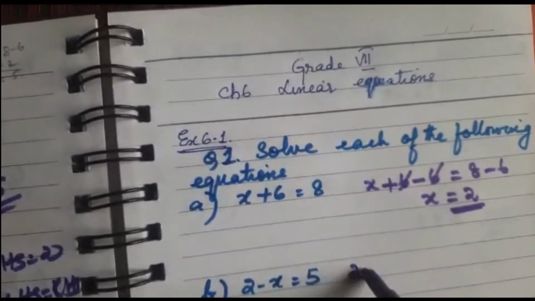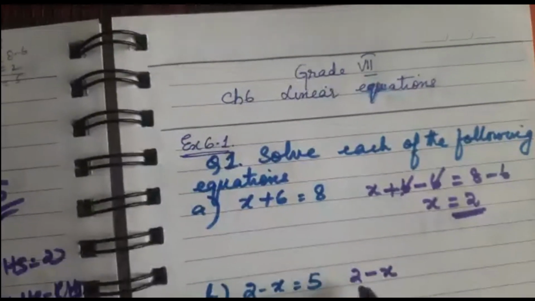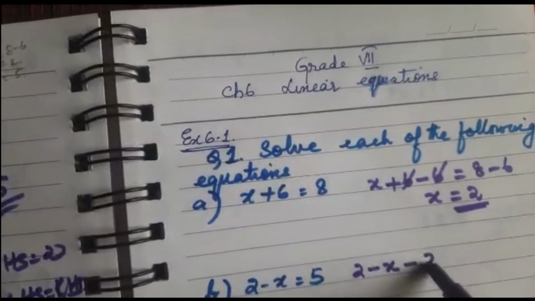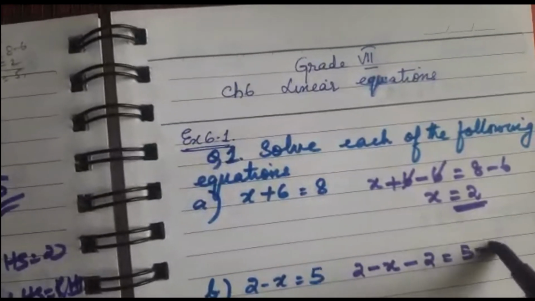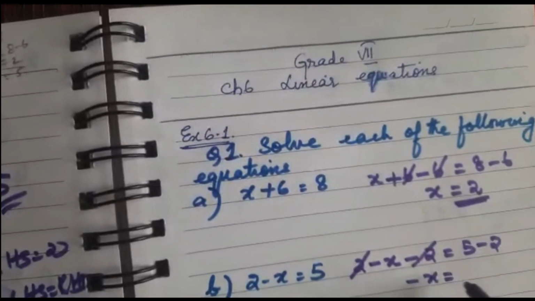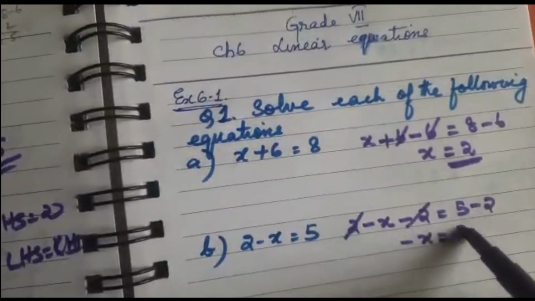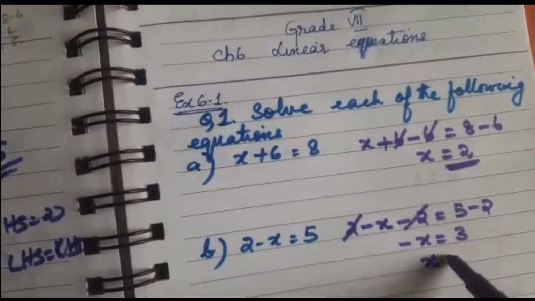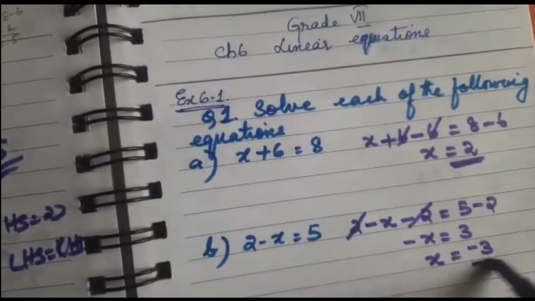Now next is 2 minus x equal to 5. So 2 minus x, here it is plus 2, so I'll put a minus 2, that is 5 minus 2. This plus 2 and minus 2 cancel, so it is minus x is equal to 5 minus 2, which is 3. So you can interchange it, x is equal to minus 3.